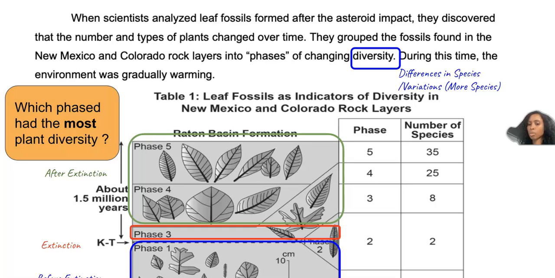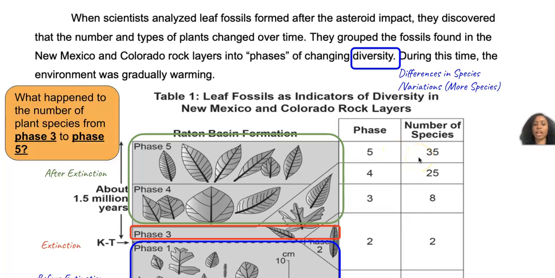And then I'm going to observe what's happening as the phases go from before extinction to after extinction. When that extinction event happens during phase 2, the number of species drastically decreased because, of course, they died. But there's hope yet. From phase 3 to 5, I see a different trend. During phase 3, the number of species went to 8. During phase 4, 25. Phase 5, 35. So based on that, I want you to think about what happened to the number of plant species from phase 3 to phase 5. And clearly, we see there's an increase.